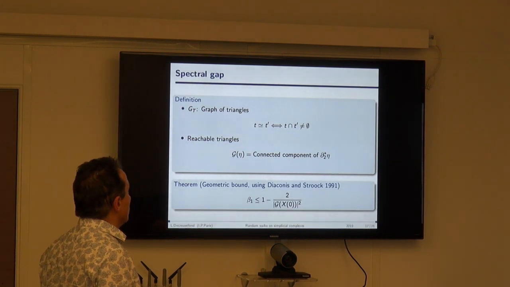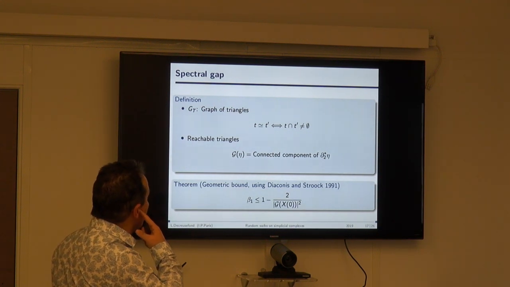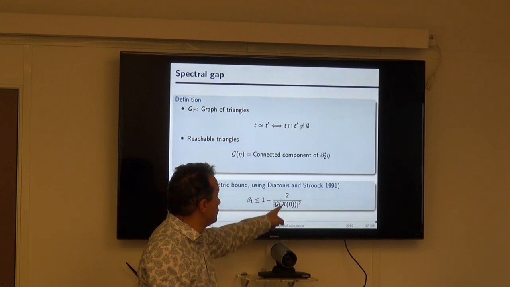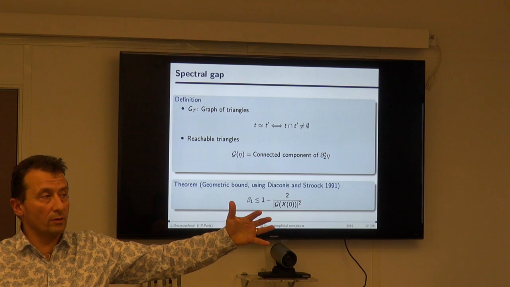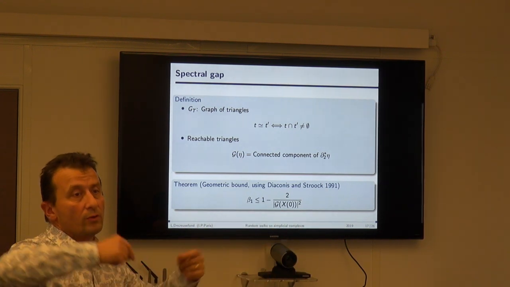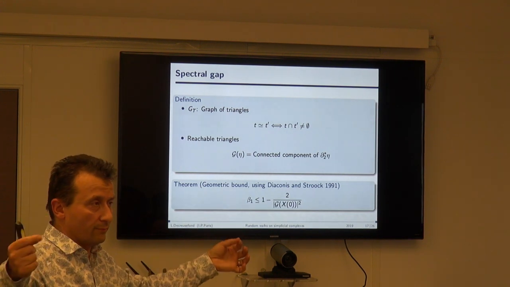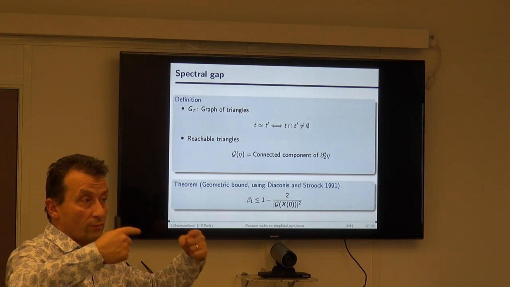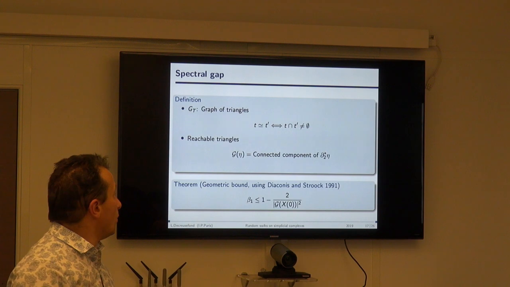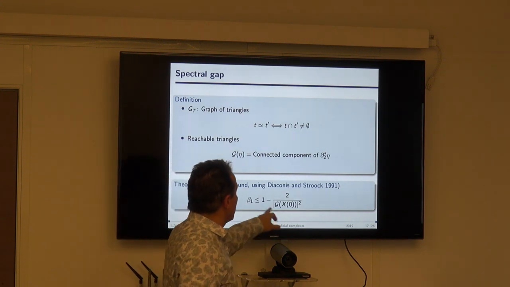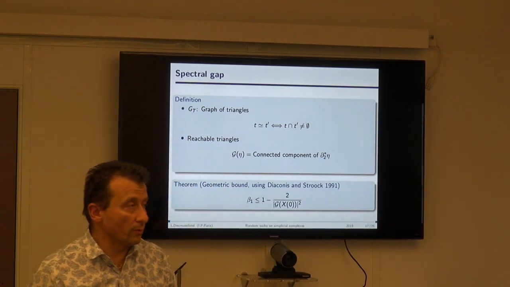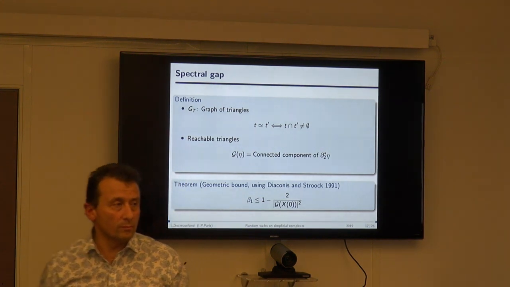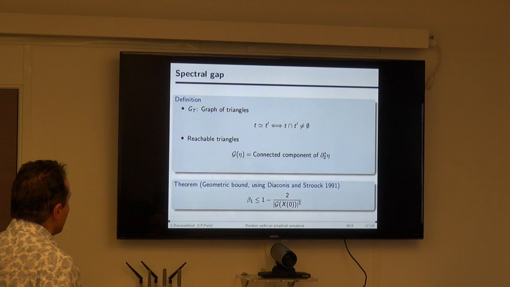And you have a simple bound, which means that the second largest eigenvalue in modulus is bounded by 1 minus 2 divided by the number of reachable triangles from the initial path. So you take the initial path, you look at all the triangles adjacent to this path, and then at all the triangles adjacent to these triangles, and so on, until you explore all the triangles. You count the number of such triangles, and then you have 1 minus 2 over that. Since you usually have a large number of triangles, this bound is not so good. It's pretty close to 1.